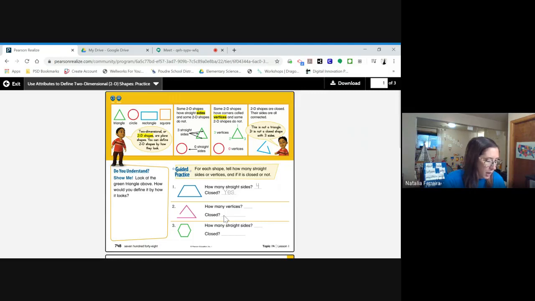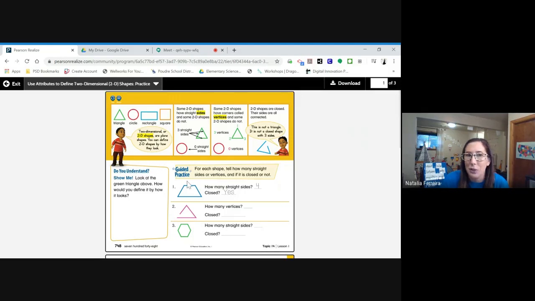Now look at number 3. Number 3 is a hexagon, just like the one I have. How many straight sides? 1, 2, 3, 4, 5, 6. There are 6 straight sides. Is it closed? Can I walk into this hexagon? No, I cannot walk in. So is it closed? Yes, it is closed.